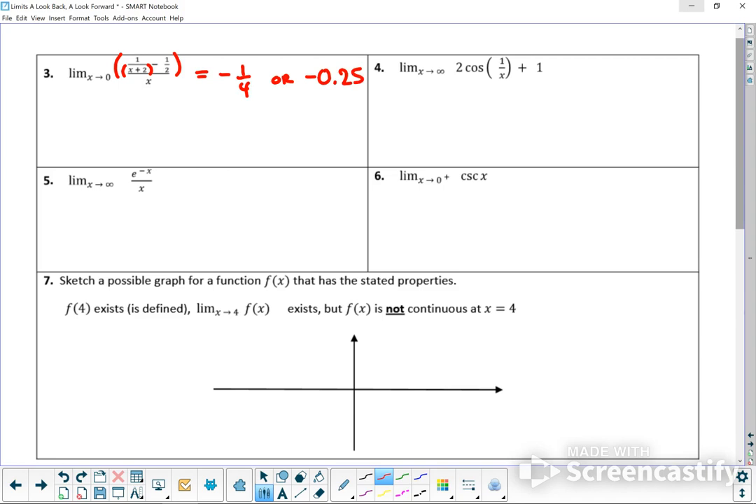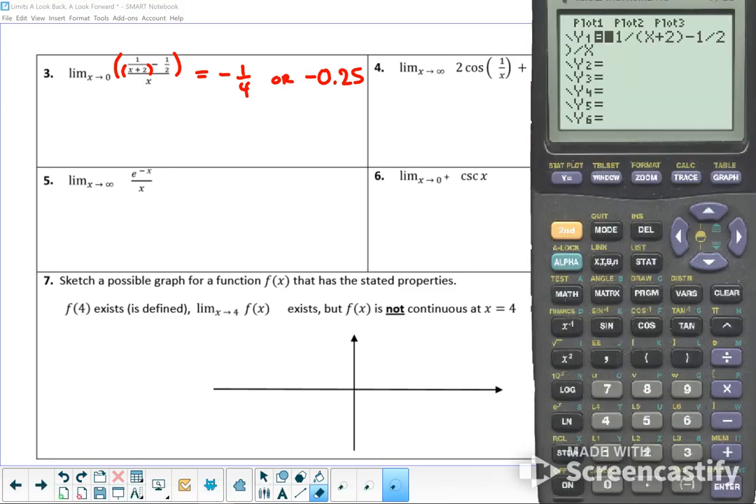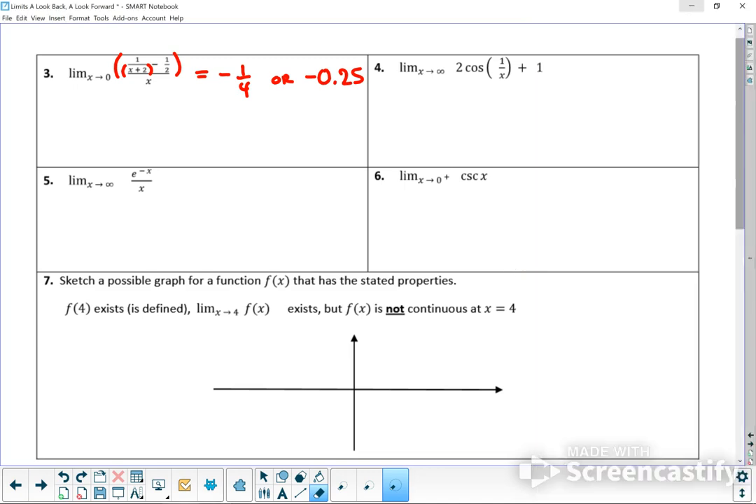Okay, number 2. This one's actually something that's new. This is when x approaches infinity, meaning I want to put infinity in here, which I can't. So I'm going to have to rely on graphing to look at what's going to happen, or look at the table. So I'm going to go ahead and type it in: 2 cosine of 1 divided by x, close that, plus 1.